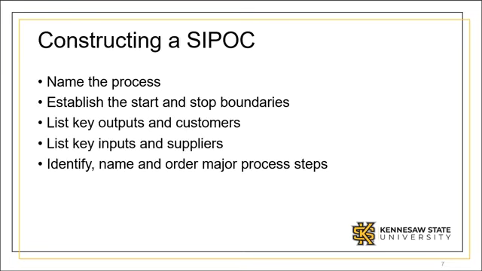Now that we have developed the ingredients for the CYPOK, we can construct the CYPOK. Start by naming the process and establish the boundaries. List the key outputs and customers, as well as the key inputs and suppliers. Now place these elements in sequential order.